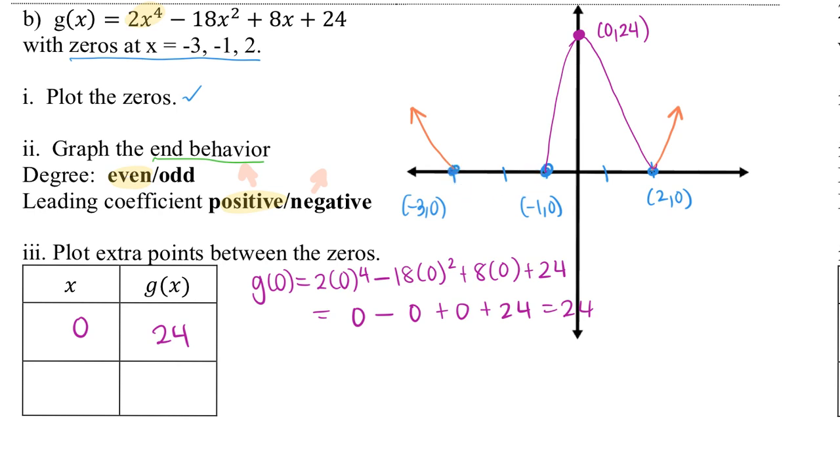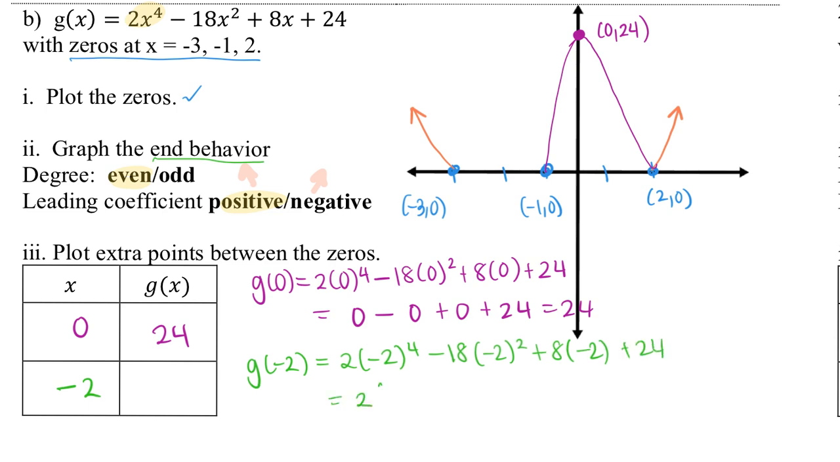Okay, so the last thing is between here and here, is it going to go up again or down again? So between -1, I'm going to do -2. I'm doing it because it's easy. You could have done a decimal if you would like. I try to avoid them when possible. 2 times -2 to the 4th, -2 squared, -2 plus 24. -2 to the 4th, 4, 4, 16, minus 18, -2 squared, 4, minus 16 plus 24.